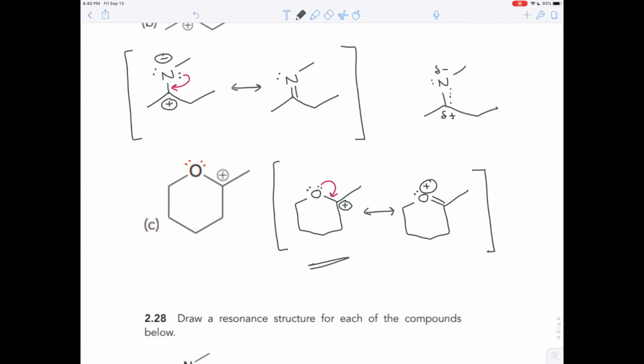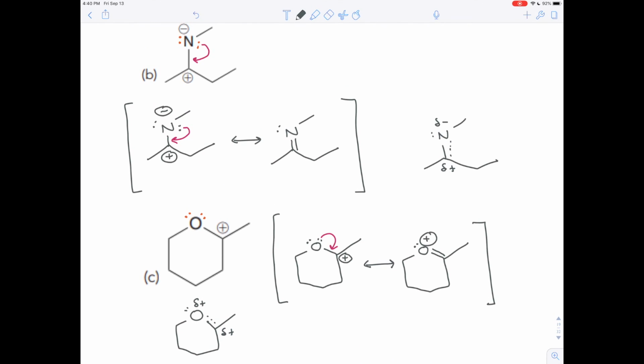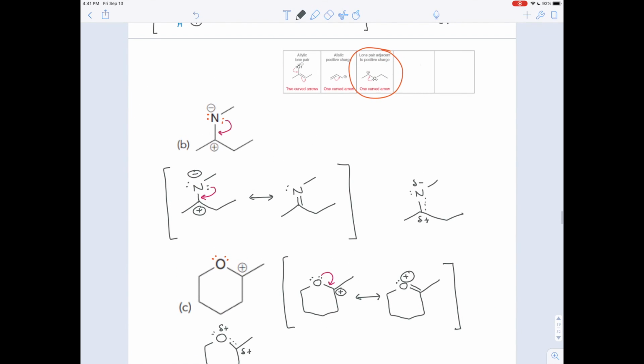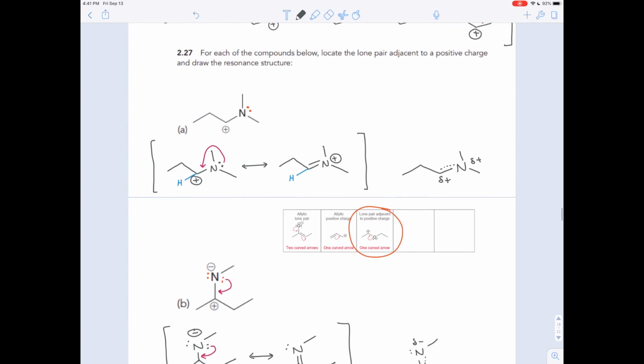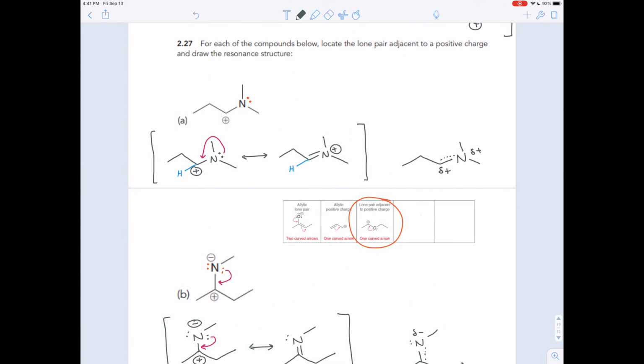So the true structure never looks like this on the left, never looks like this on the right. The true structure always only looks like that. So this bond is an in-between bond, stronger than single, weaker than double, and there's a partial positive charge on each of the 2 atoms between them. And the fact that this molecule has resonance means that it's more stable and more rigid. And that is the third resonance pattern, a lone pair adjacent to a positive charge.